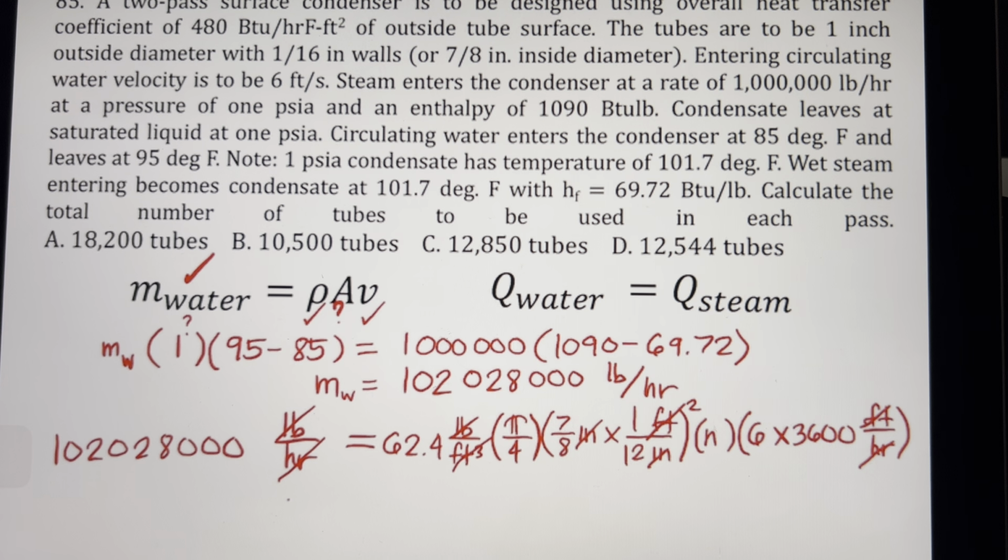So how many tubes are needed? The answer is 18,127.48 tubes. And from our choices, the best answer is 18,200 tubes.